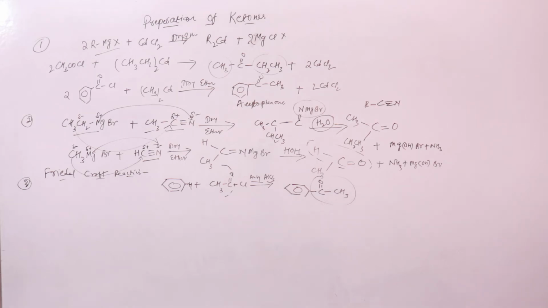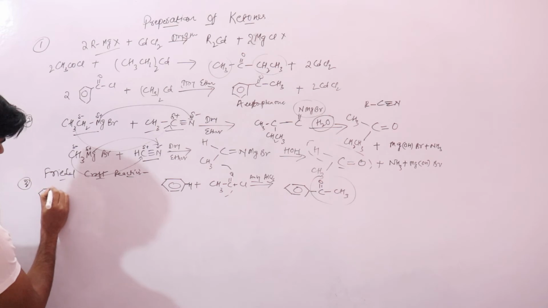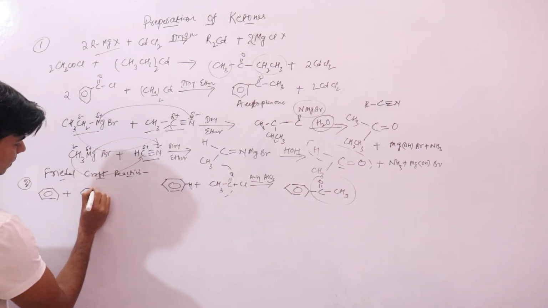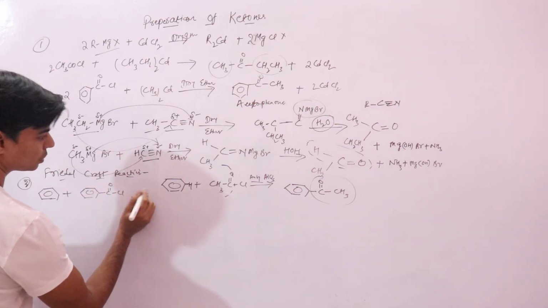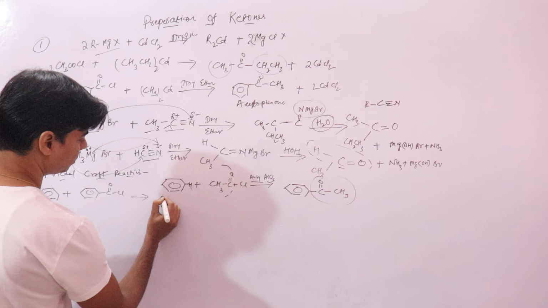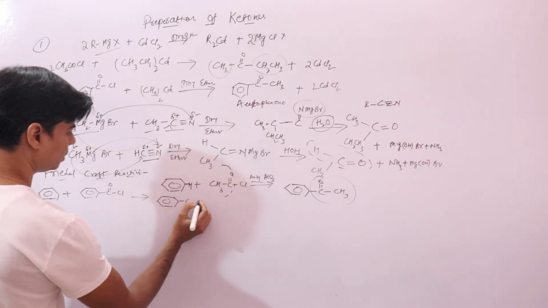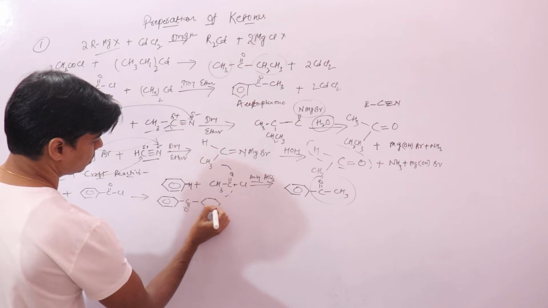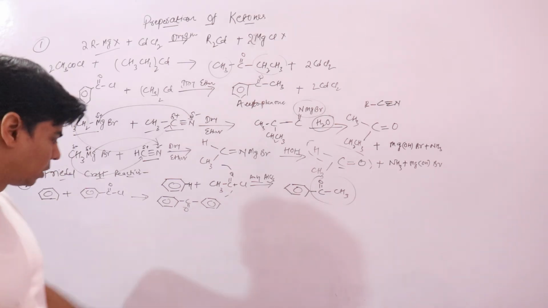Now, if you take benzene plus benzoyl chloride in presence of anhydrous aluminium chloride, it will form this compound, right? The name of this compound is benzophenone, right?